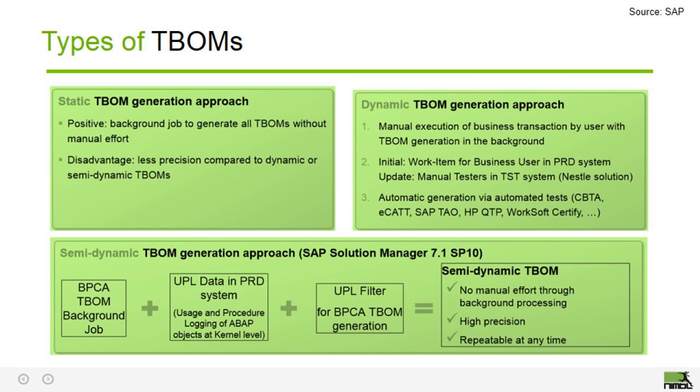So the answer to creating more precise analysis is doing what's known as a dynamic TBOM. A dynamic TBOM is a user actually executing the transaction like it is done in your company, and a trace is running in the background which looks at every object that gets touched while the user is executing that transaction. Okay?